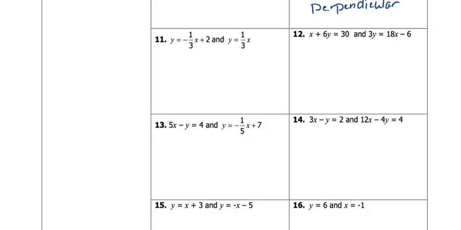When I look at number 11, same thing. Look, I've got a negative 1/3 and a 1/3. So if you think about that, negative 1/3 and 1/3, they're similar, but they are absolutely not the same, and they're not reciprocals. The fractions are not flipped, so I'd say, well, this is neither.